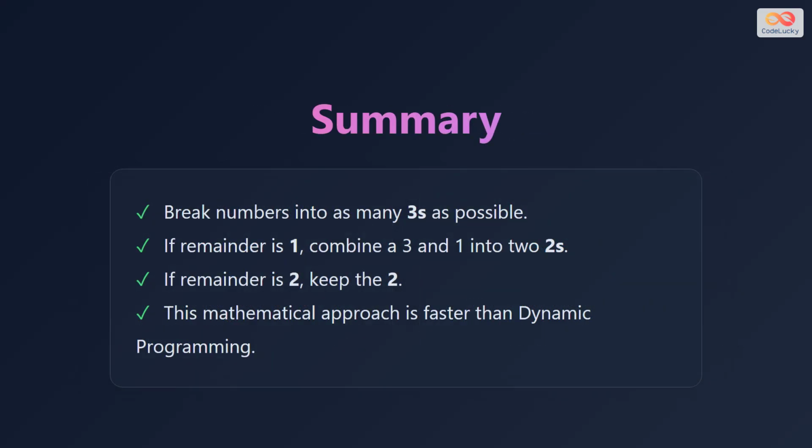To wrap up, remember the golden rules: prioritize 3's, never use 1's. And if you are left with a remainder of 1, combine it with a 3 to make two 2's. This approach solves the integer break problem efficiently and elegantly.